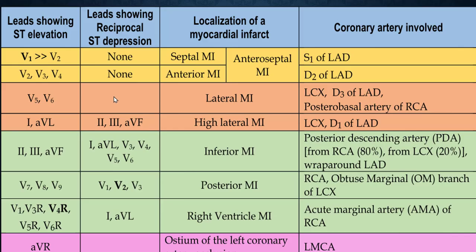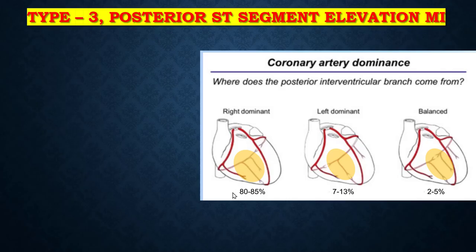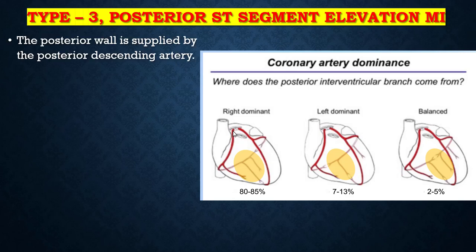If you want to know more detail, you can pause the video and study this slide also. Now type 3, posterior ST segment elevation myocardial infarction. The posterior wall is supplied by the posterior descending artery.